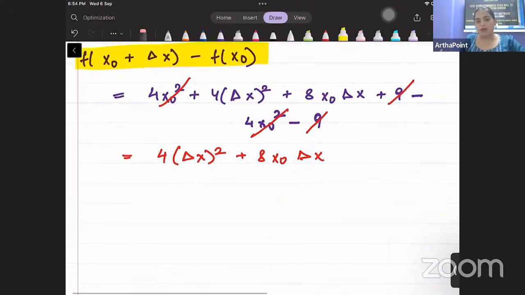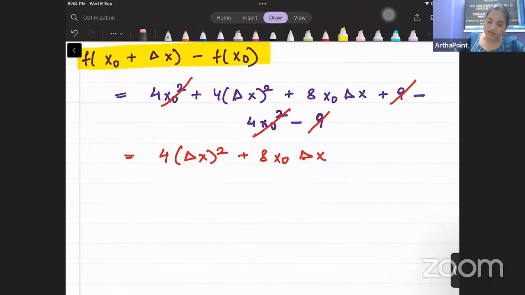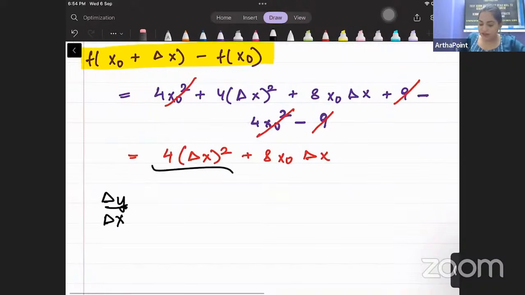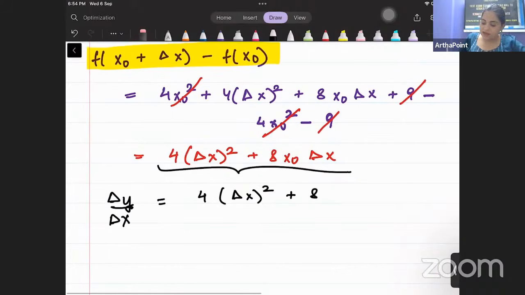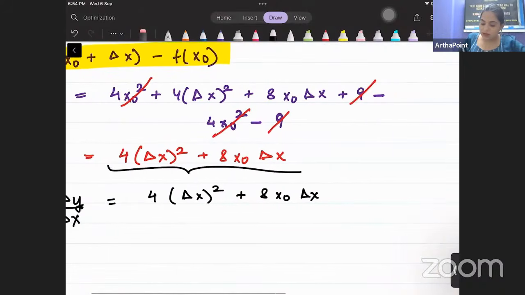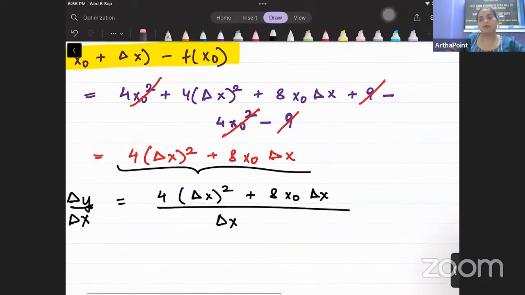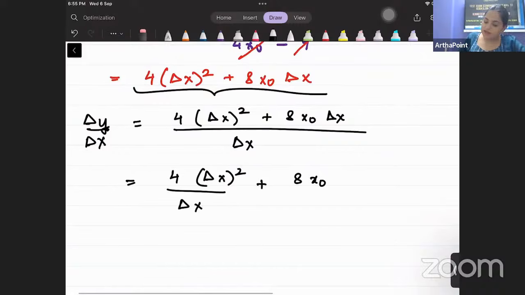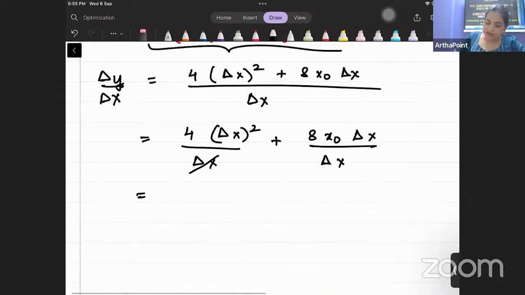Now what was asked to find out? The difference quotient was asked, right. So what is the difference quotient? Ma'am, very simple, change in y by change in x. Change in y I have found out as this, ma'am: 4 change in x whole square plus 8 x naught change in x, divided by change in x. Just solve that. What will you get, beta? 4 change in x whole square upon change in x plus 8 x naught change in x upon change in x. So beta, this will cancel out. 4 change in x, this will cancel out 8x.